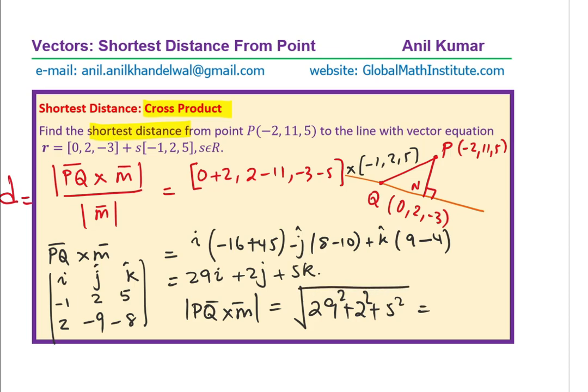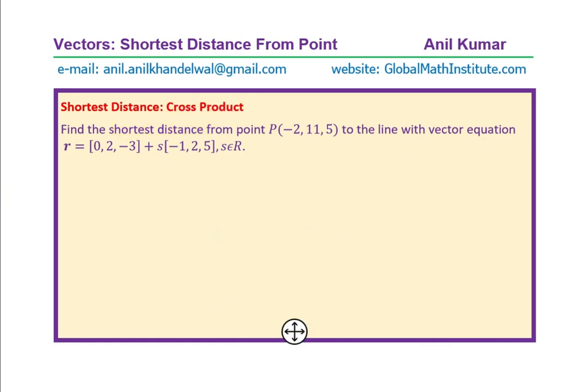And that is 29 squared plus 2 squared plus 5 squared, and that gives you the square root of 870. And let's also find the magnitude of M. So the magnitude of M is the square root of 1 squared plus 2 squared plus 5 squared, correct? Which is 25 plus 4, 29, and 1 makes 30. Right. So we have these cross product magnitudes. Now we can find the distance.